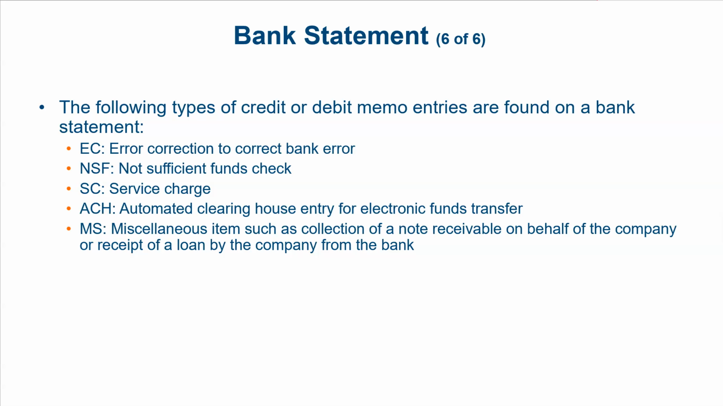So these are some of the abbreviations that we may see for some of these items. EC could stand for error correction. NSF, non-sufficient funds, that means a bad check. Service charge, SC. ACH, automatic clearinghouse for electronic funds transfer. And MS would be miscellaneous items, such as a collection of note receivable on behalf of the company.